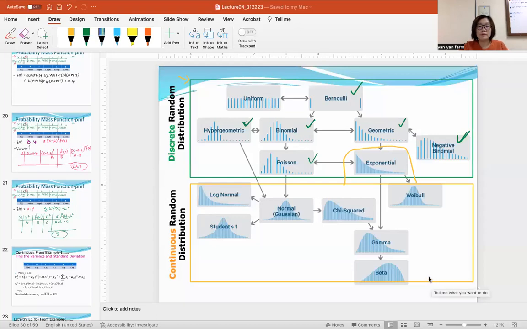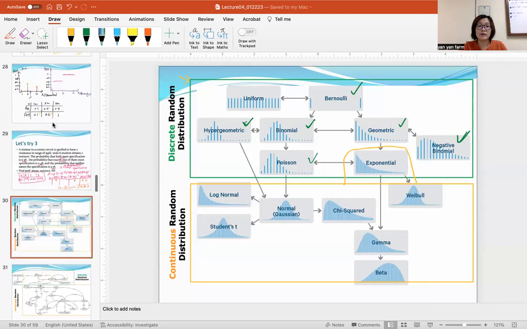Okay, so last week we learned about discrete random variables, and we learned how to find the variance, how to find the probability mass function and cumulative mass function, and how to draw them plotted in a graph and so on. So this week we are going to learn about discrete random distributions.